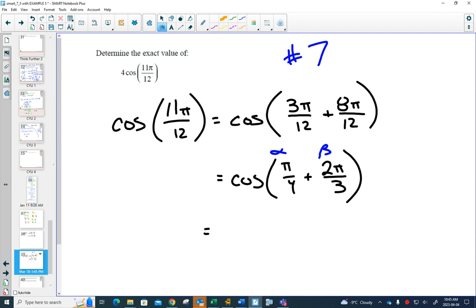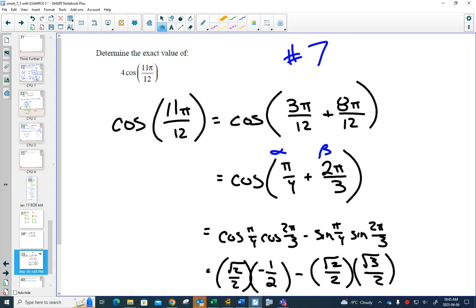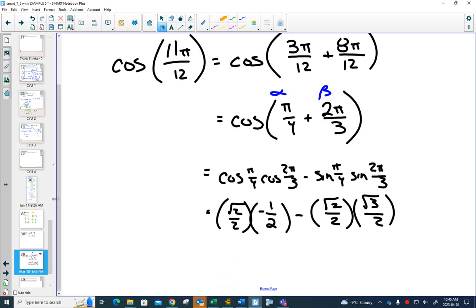So I go to my formula sheet, cos of alpha plus beta is cos cos minus sine sine. Root 2 over 2, this one will be negative 1 half times root 2 over 2, positive root 3 over 2. So we get negative root 2 minus root 6 over 4.